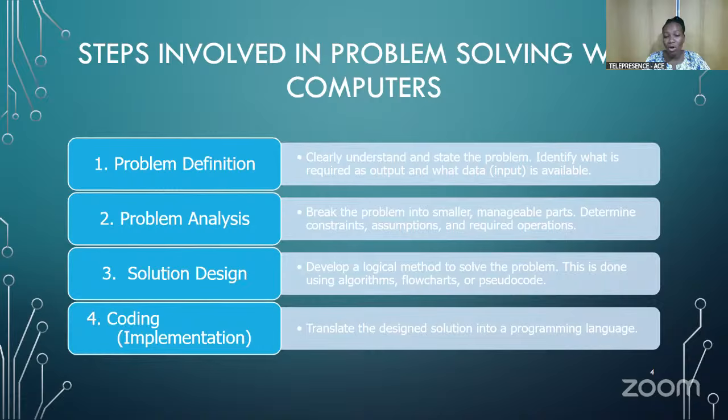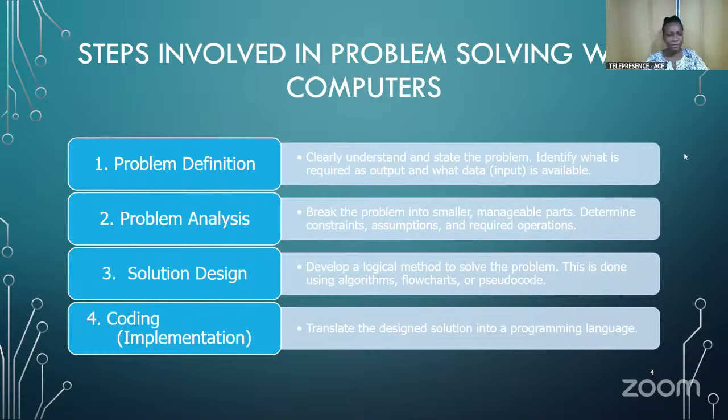It will help you to be able to get to the third step, which is solution design, using a logical method to solve the problem. You want to use a flowchart or you want to use pseudocode. As you move forward, you'll be able to understand what algorithms are, what flowcharts are, and what pseudocode is. Now, the fourth step is coding, which is the implementation stage. Now you are translating your design solution into a programming language.